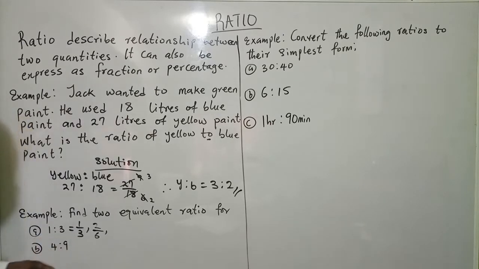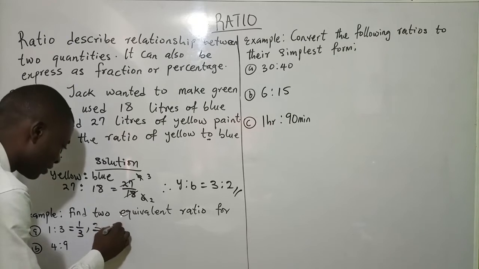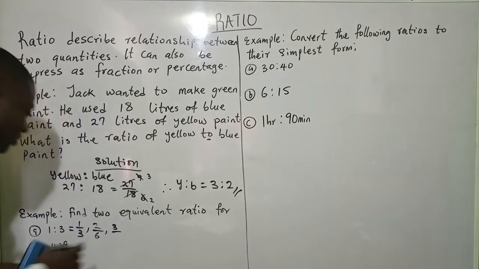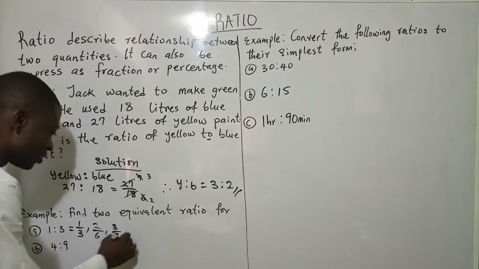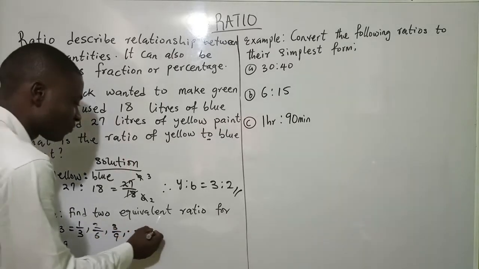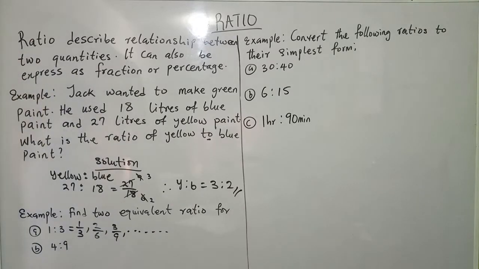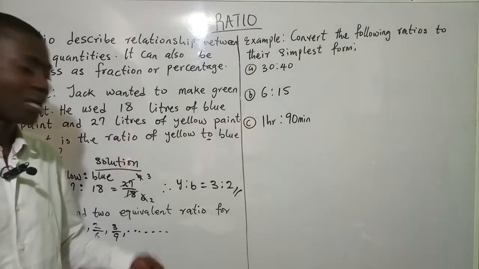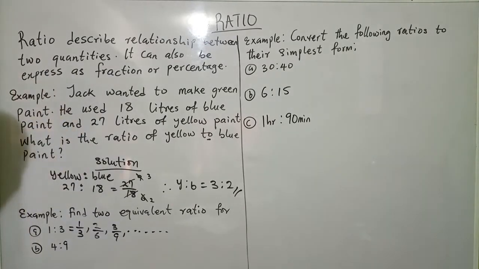And the next one, I will multiply by 3 this time. 1 times 3 is 3, and 3 times 3 is 9. So that is how you get the equivalent ratio. We can continue like that, get the 4th, the 5th, the 6th, just like that. So that is how you get the equivalent ratio.